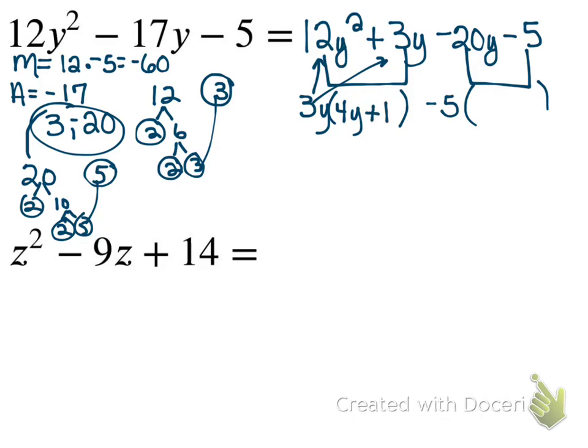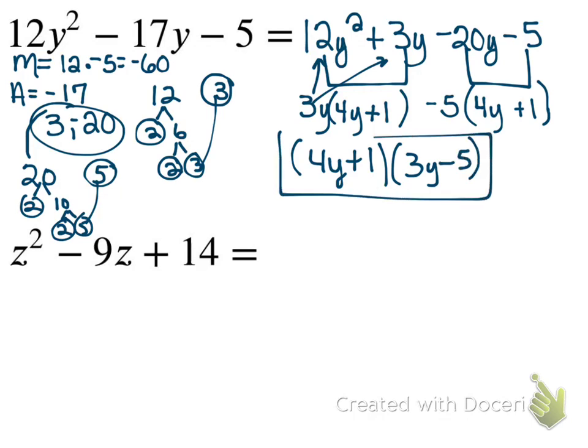Negative 5 times what gets you to negative 20y? 4y. Okay. And then negative 5 times what gets you to negative 5? 1. Good job. And step 4, final answer. 4y plus 1 and then 3y minus 5. Box it. Nice job.